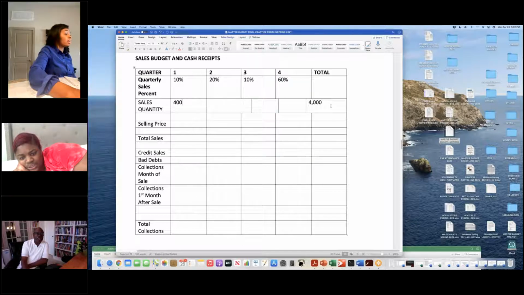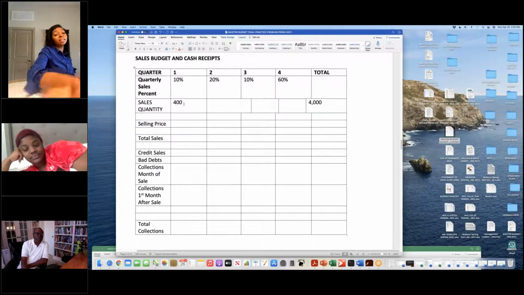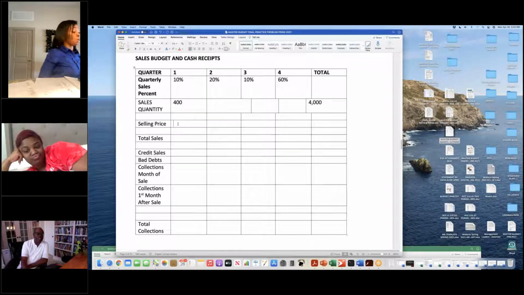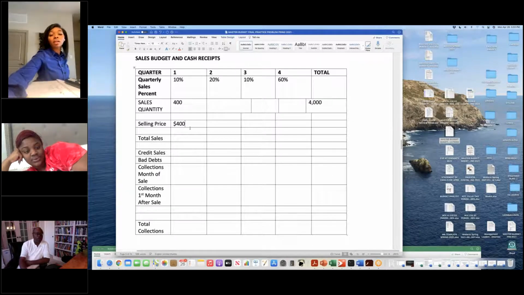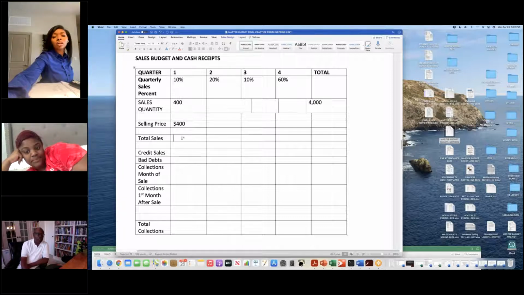You have to pay 10% of 4,000. Yeah, we're right, I'm wrong. It's supposed to be the sales quantity. It is 10% of 4,000. Sorry, Corey, I told you wrong. It's 10% of the selling price. What's the selling price? 400. So total sales in the first quarter is what? 160,000. Oh, my bad.